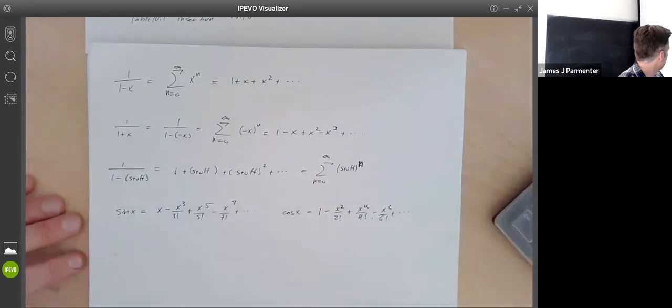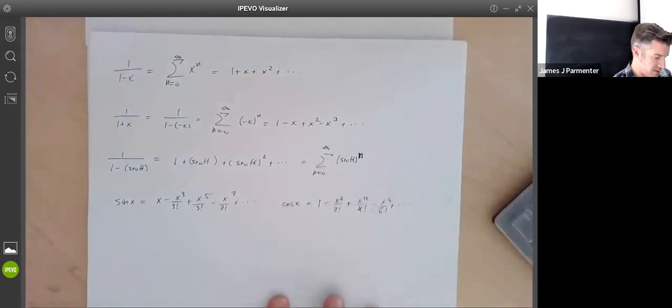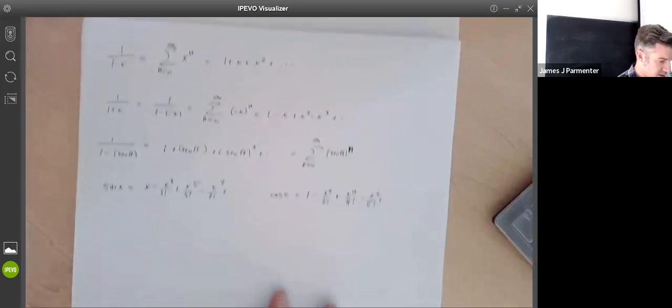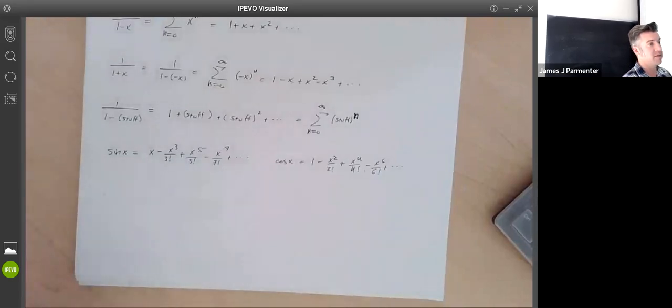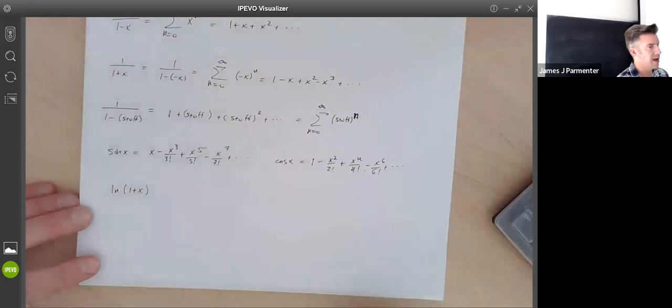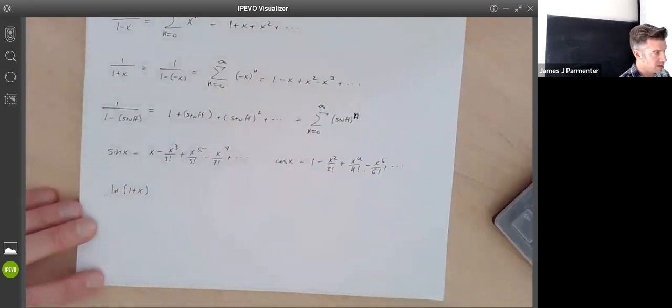And then we have these last two, the natural log of 1 plus x and the inverse tangent of x. These are ones I'm often more likely to forget, to be honest. Natural log of 1 plus x, I don't remember, really.